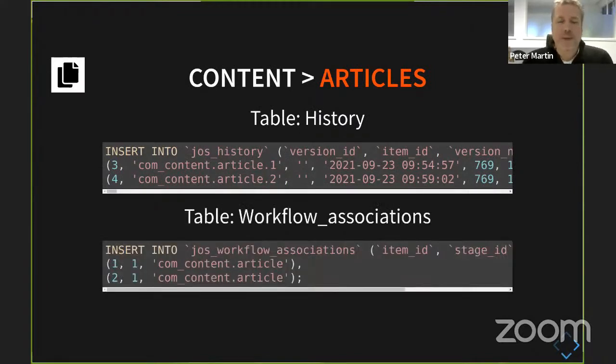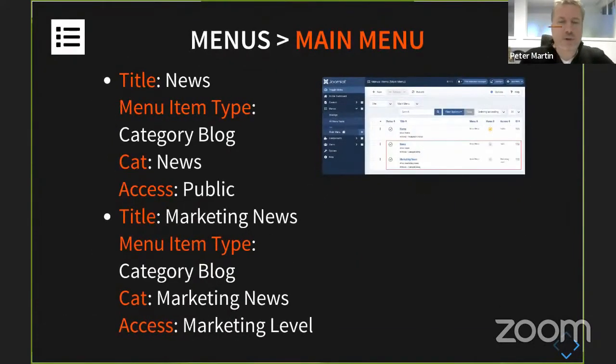And this is new. Joomla 4 has a workflow, and records will be created for all the articles for the workflow. If you don't use it, there will still be records, and if you use it, you can use it. I will tell you later on about workflow.